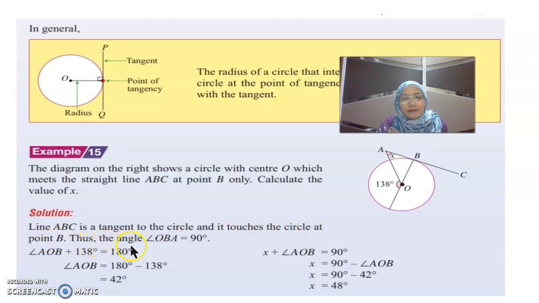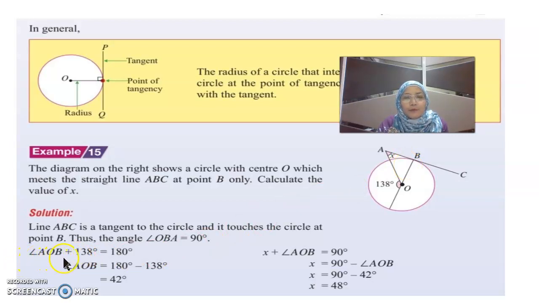Thus, the angle OBA is equal to 90 degrees. Angle OBA is 90 degrees.